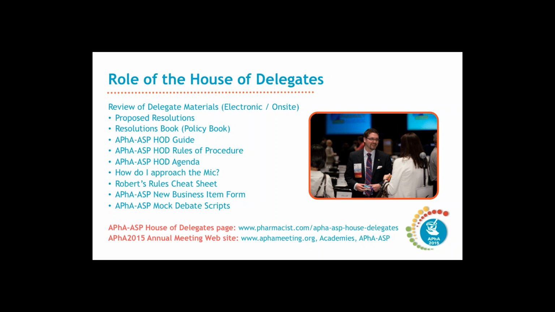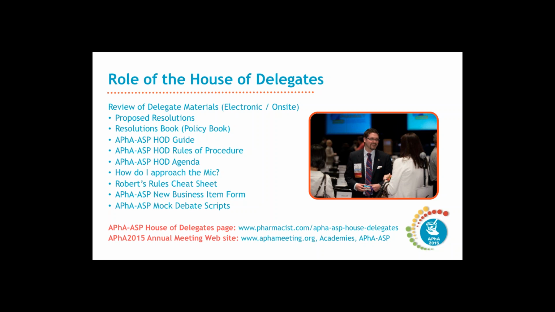In that packet, you'll find the proposed resolutions that we will be voting on this year. You'll also have a copy of the resolutions book, or the policy book, which chronicles all of the past resolutions that have gone through since 1974, all the way through to this past year. You'll also get a House of Delegates guide, the House of Delegates rules of procedure, and the agenda. Again, all of those are available prior to the meeting in electronic format.